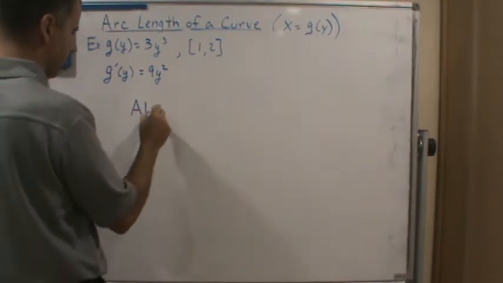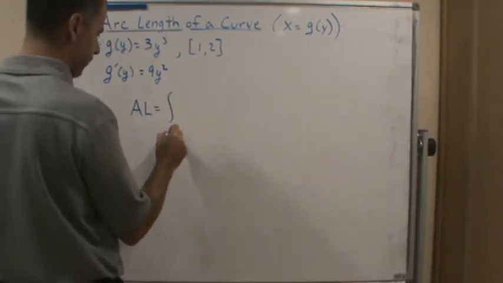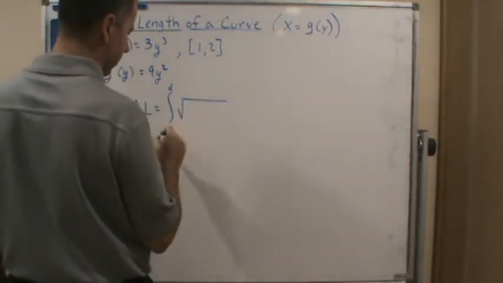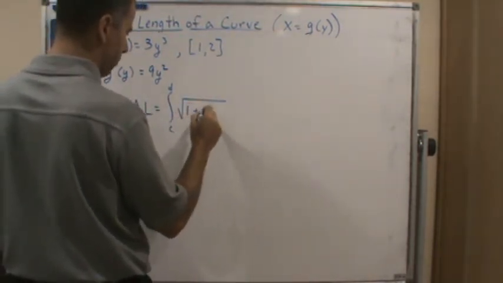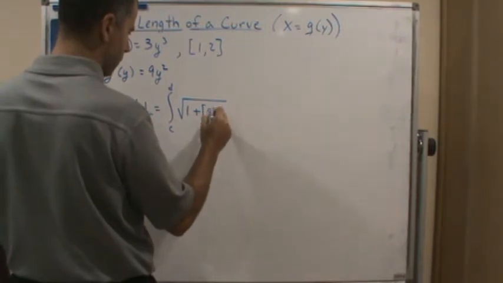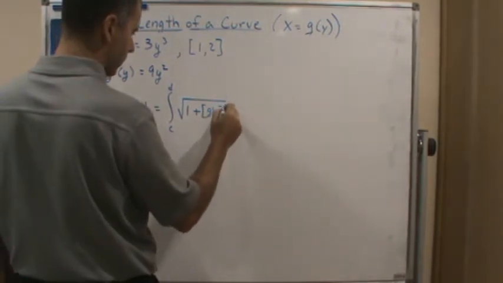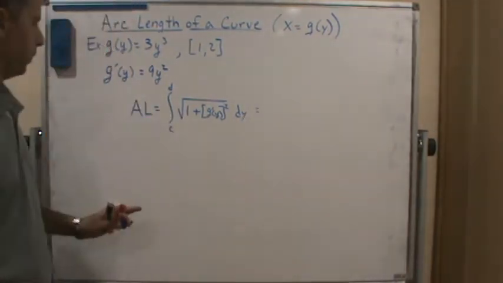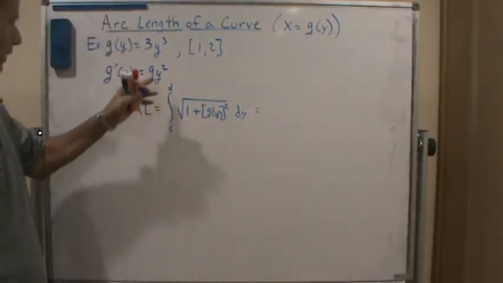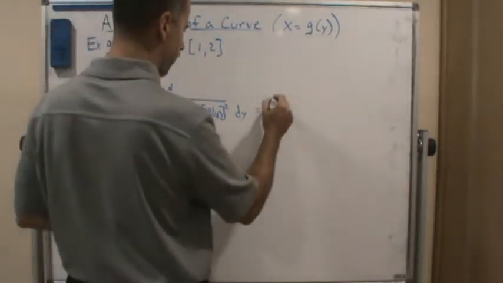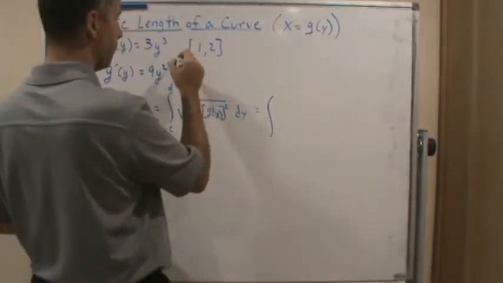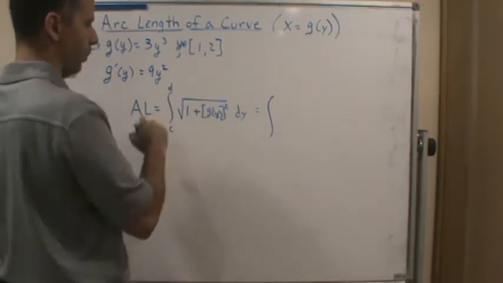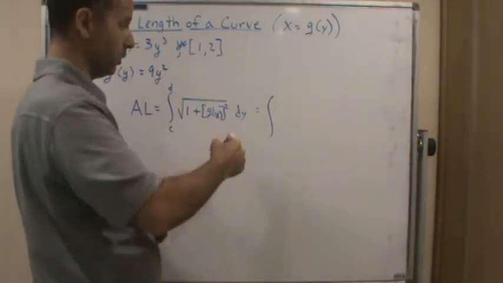So the arc length is given by the integral from c to d of the square root of 1 plus g prime of y squared dy. And so now we're going to put in what we know. So the limits of integration are 1 and 2, right? So, by the way, remember, these are y values. These are all the y values. We're going in the vertical direction.